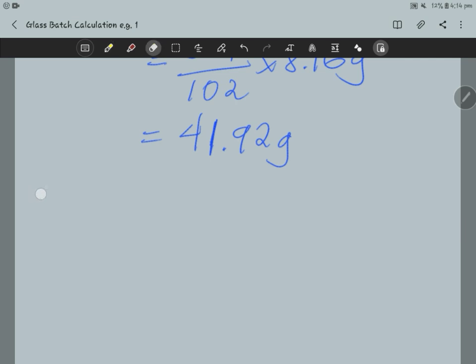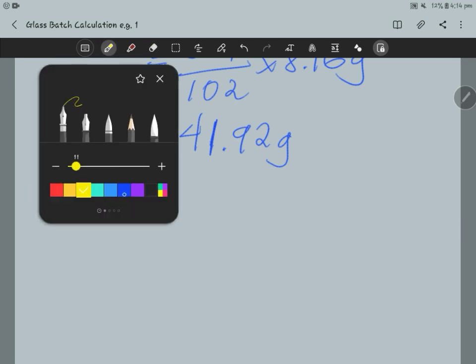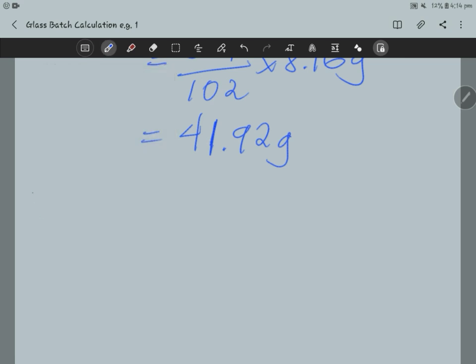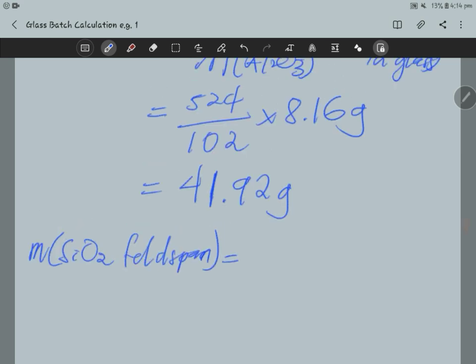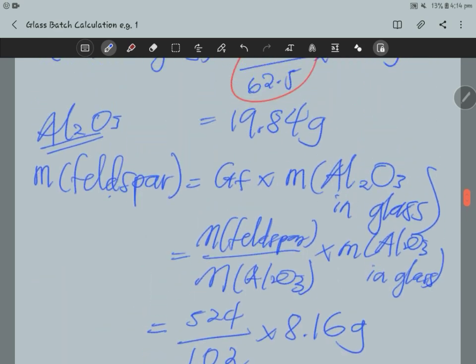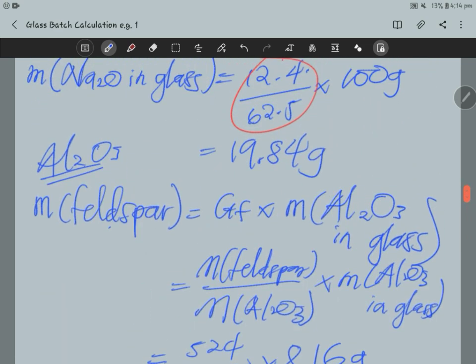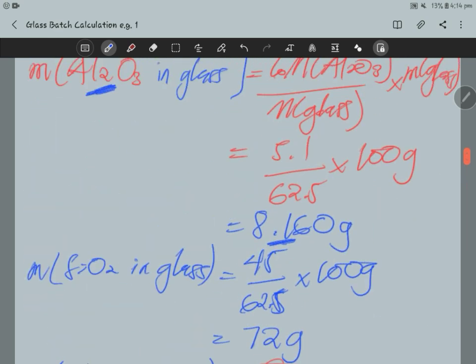Let's do this for the mass of SiO2 in the feldspar, right? So meaning that we're trying to find the mass of a component, right? And then we know if you're trying to find the mass of a component, let me go over this once more, so that whenever I'm writing, we know what we are doing, right?